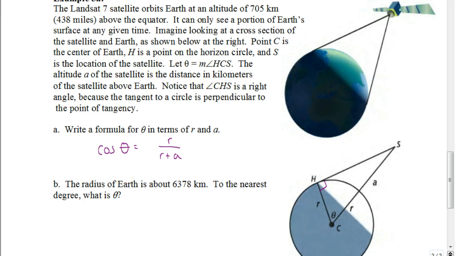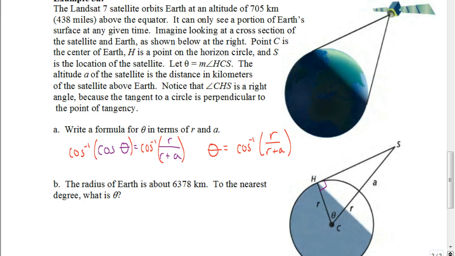That's wrong. What we just talked about a second ago is that the inverse cosine undoes the cosine. So I'm going to take the inverse cosine of both sides. That leaves us with theta on the left equals the inverse cosine of r divided by r plus a. That would be our formula.